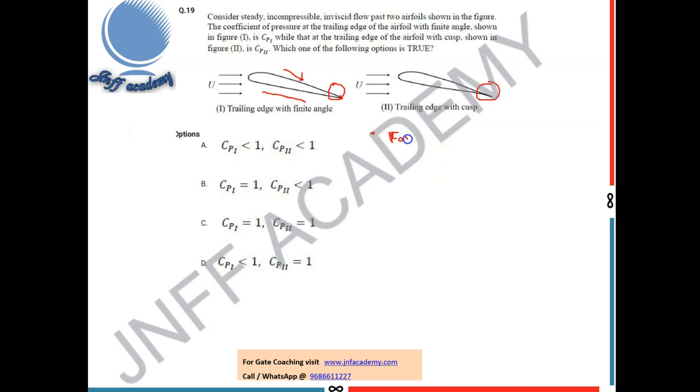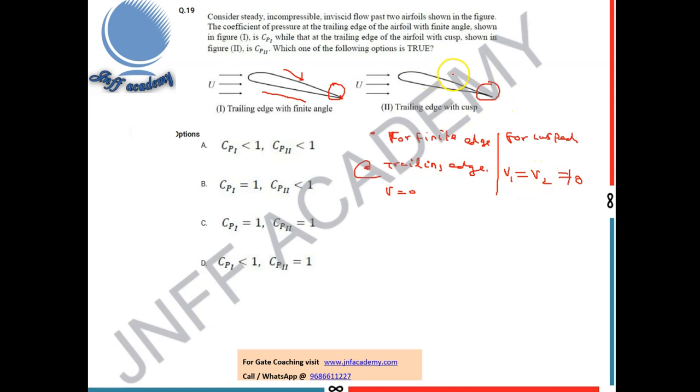So for a finite edge at the trailing edge, your velocity is equal to 0, which acts like a stagnation point. And then for the cusped aerofoil, your velocity V1 is equal to V2, but both of them are not equal to 0.